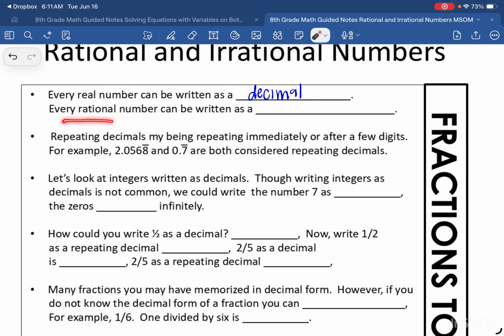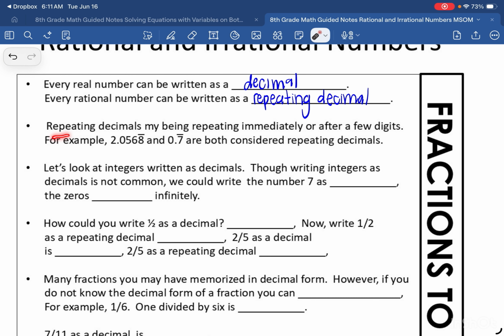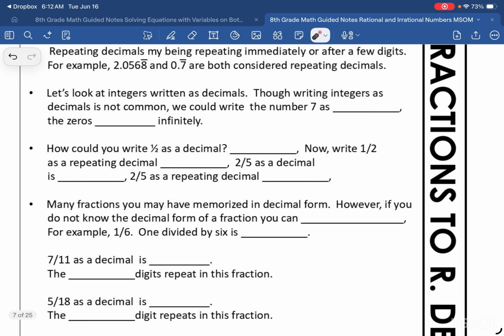Every rational number can be written as a repeating decimal. Repeating decimals may be repeating immediately or after a few digits. For example, this number right here, 2.0568, where the 8 is the number that will eventually repeat, and 0.7, where the 7 is repeating immediately, are both considered repeating decimals. Let's look at integers written as decimals.